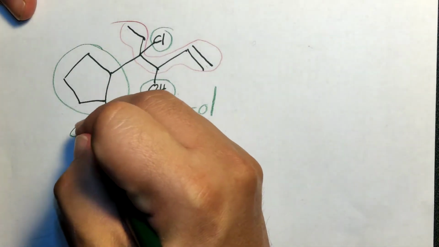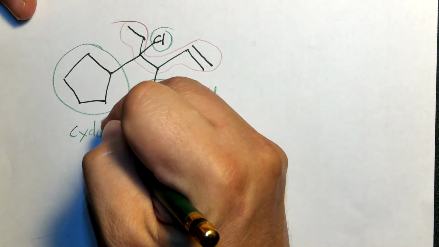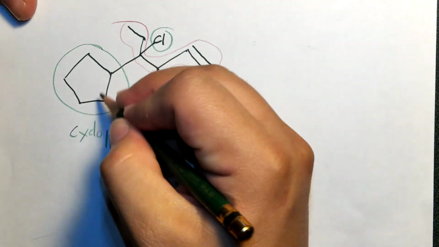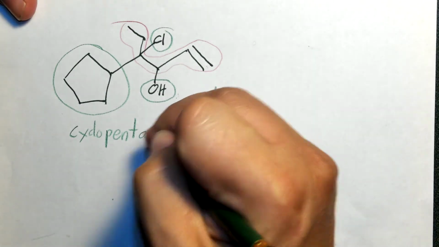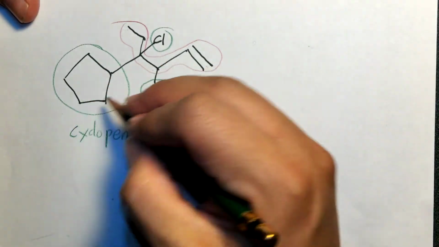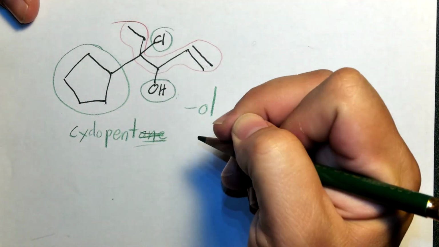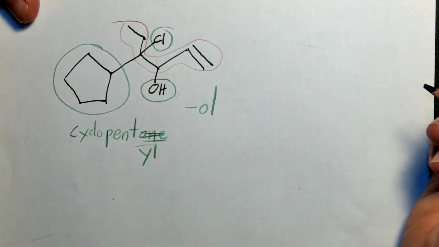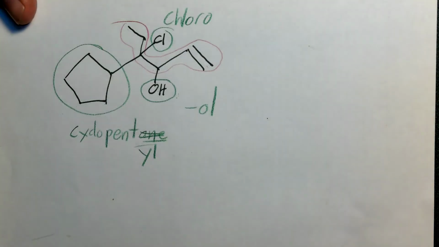This is cyclo, because it's still a cyclic ring, and there's 5 of them, so it's pent, and there's no unsaturation in the ring, so it would be normally ane, but because it's a substituent, we don't name it like that with an A and E. We name it YL, cyclopentyl. And then the chlorine's pretty straightforward. It's just chloro.